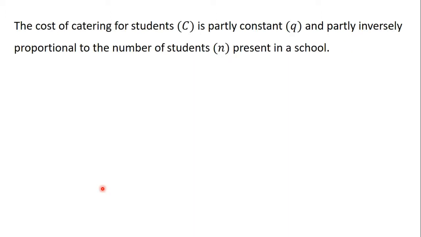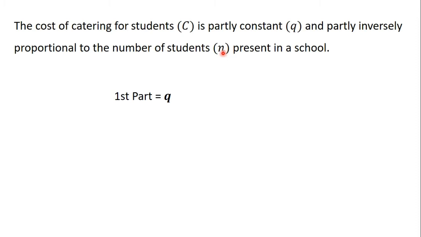Now, we can deduce from the question that the cost of catering for students, which we have represented by C, is partly constant, and we have represented that constant by Q, and partly inversely proportional to the number of students, which we have represented by N, present in the school. So the first part of C is a constant, and that constant is Q. The second part is an inverse variation. So C is inversely proportional to N, which is the number of students in the school.